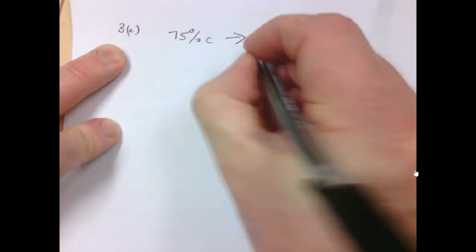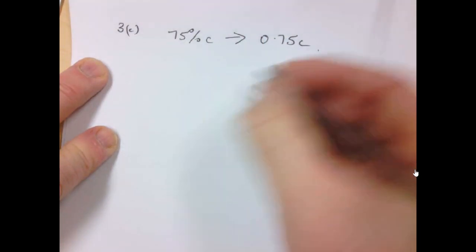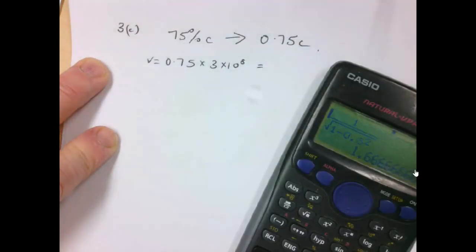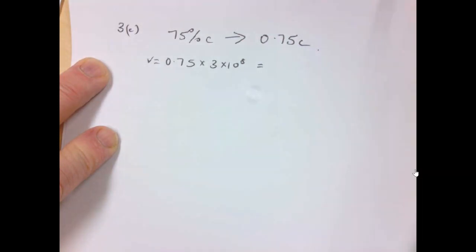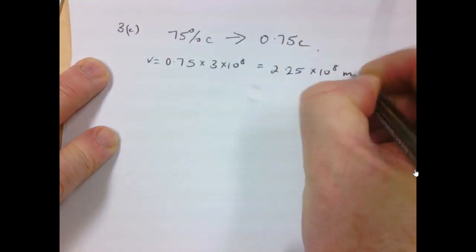3C is, we're given the first column, which is 75% of C. This becomes 0.75 C. The velocity would be 0.75 times 3 exponent 8. That's the velocity. And so that's 0.75 times 3. And that's 2.25 times 10 to the 8th meters per second.